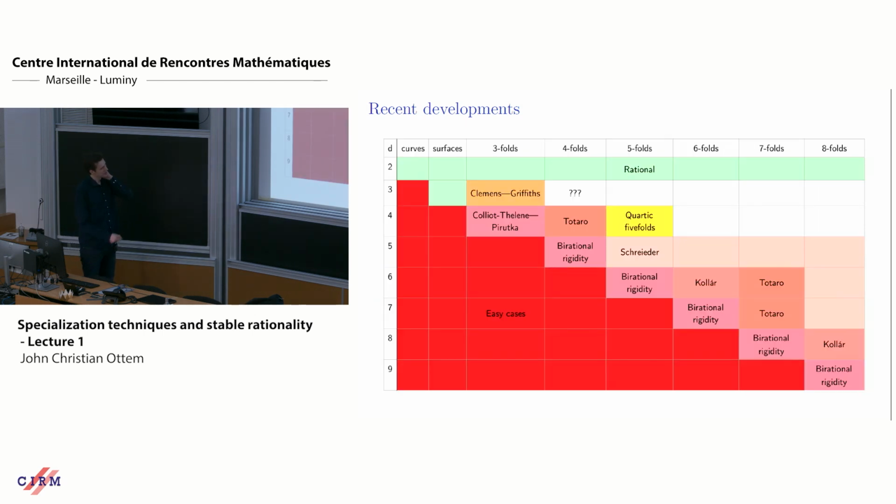And these lectures are filling in this yellow box. I mean, there are a few more yellow boxes out there, but at least I'll try to explain why this one is stably irrational. So that's the case of the quartic fivefold. So the quartic fivefold is really the only new case, even though we give new proofs of these earlier results as well.